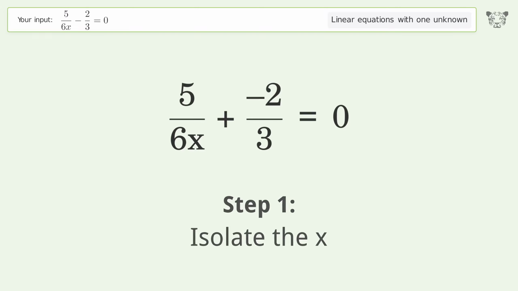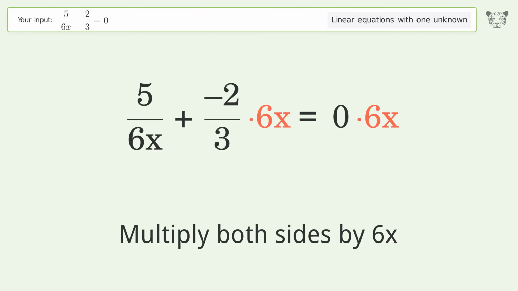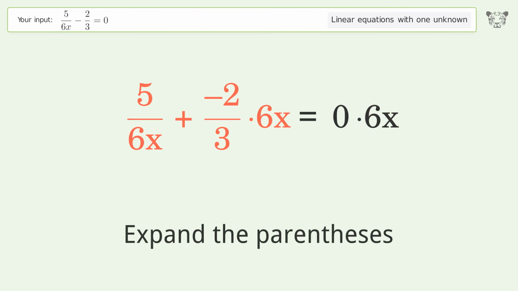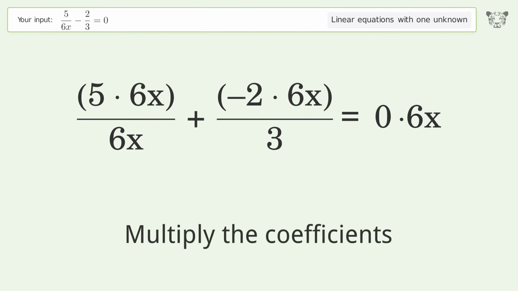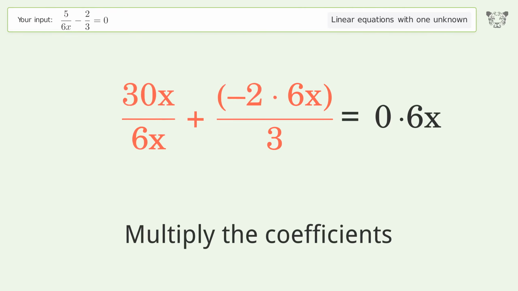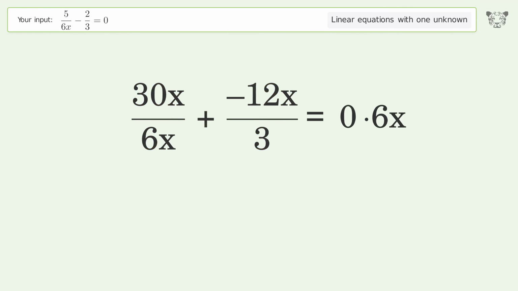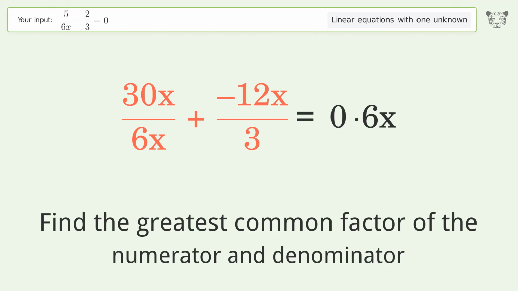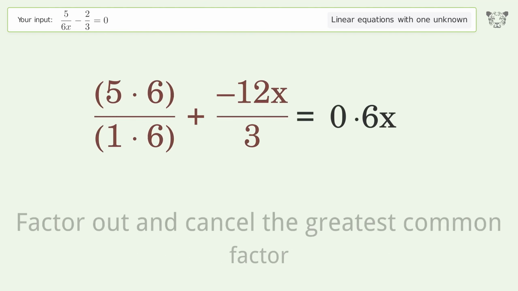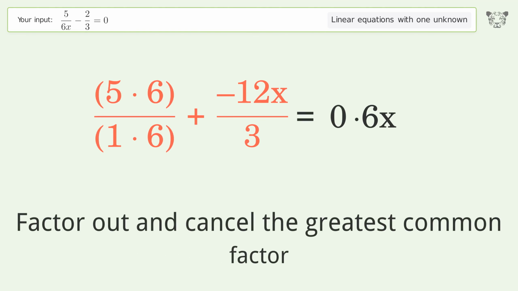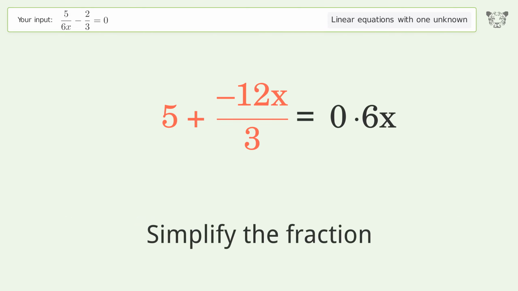Isolate the x. Multiply both sides by 6x. Expand the parentheses. Multiply the coefficients. Find the greatest common factor of the numerator and denominator. Factor out and cancel the greatest common factor. Simplify the fraction.